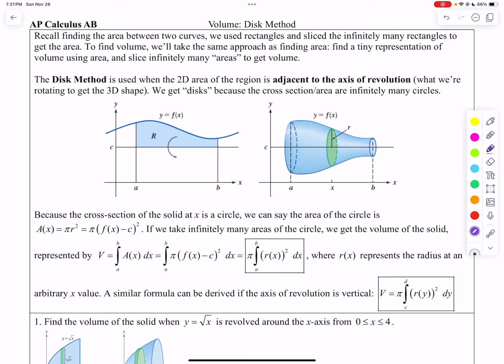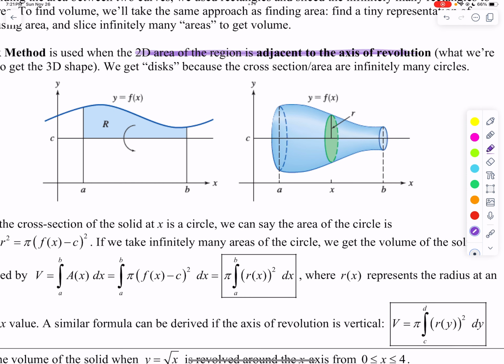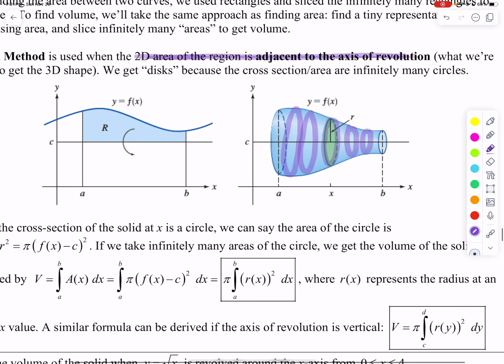For the disk method, this is used whenever the 2D area of the region is adjacent to the axis of revolution. That's going to be very helpful for us because then it's going to look something like this, where my cross sections are going to be circles, meaning that I am going to have infinitely many circles, and I'm going to find the area of those infinitely many circles.